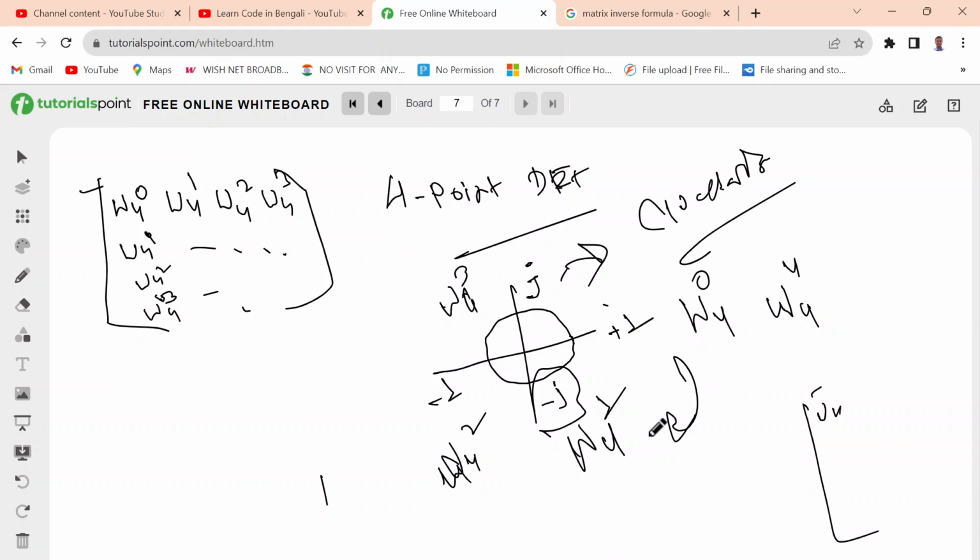W41. So am I right? J minus j. But what is the problem? W41 is minus j. How to determine it? That is from W40. Oh, I see. That is W41, that is W42. I have written a wrong matrix here.